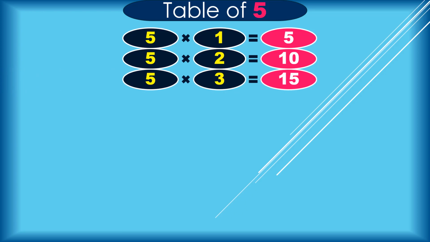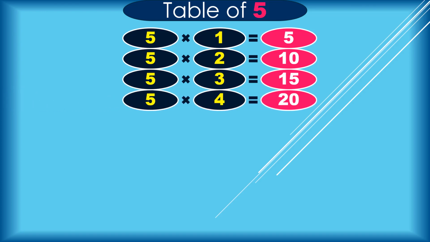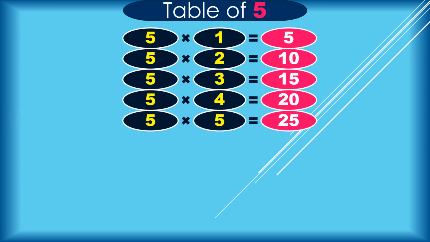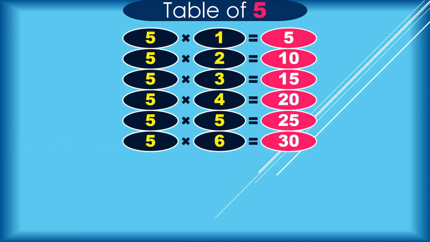5 threes are 15. 5 fours are 20. 5 fives are 25. 5 sixes are 30.